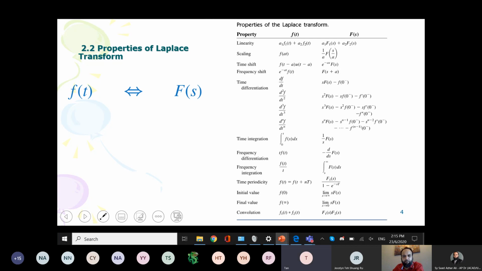Somehow I can't hear. Can you say again? Frequency differentiation. Why can't I hear from this one? Okay, so I have to disconnect. Just give me a second.